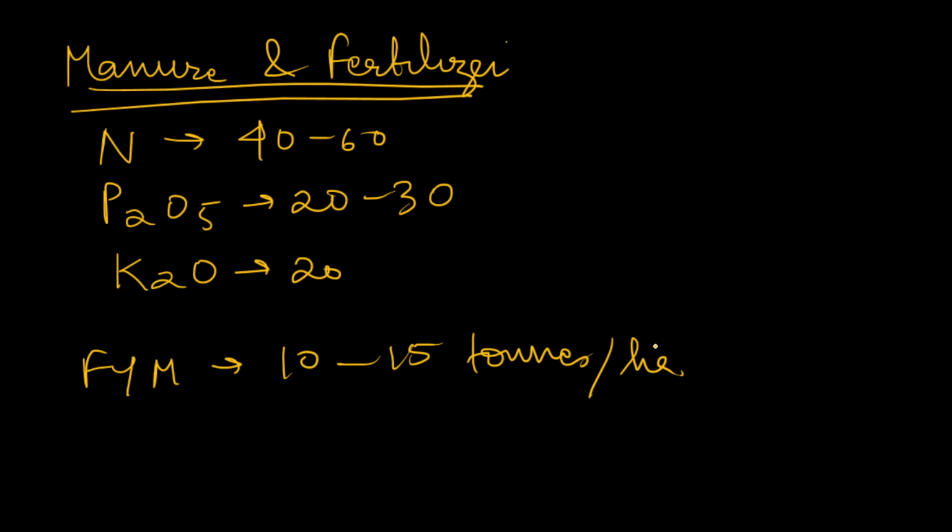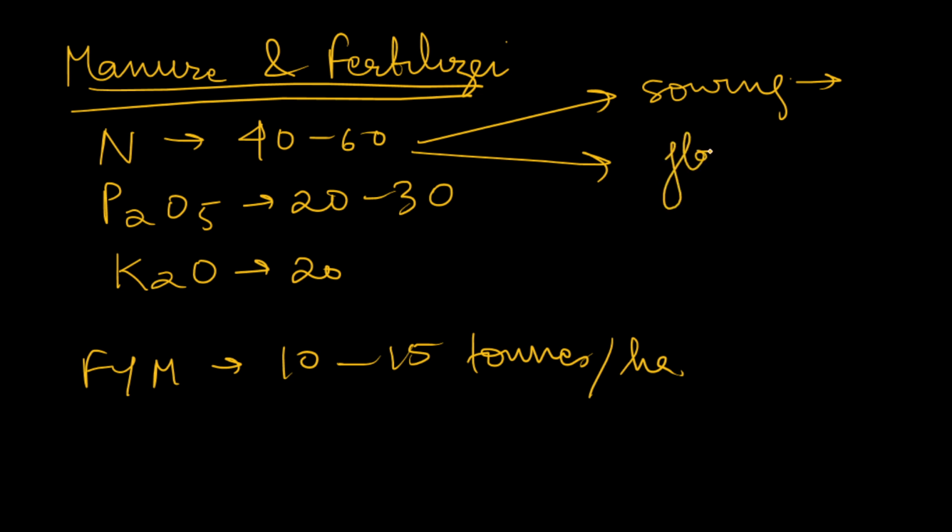When you are applying nitrogen, it can be applied in splits, that is, at sowing and at the flowering stage. It can be split into two intervals. During sowing time we will apply half of the nitrogen, and the second time we will apply at the flowering stage. Splitting of nitrogen enhances its efficiency. So this is how you can apply manure and fertilizer.